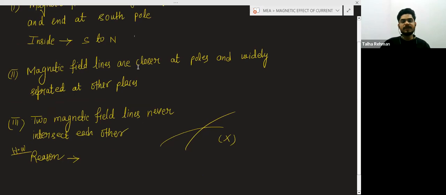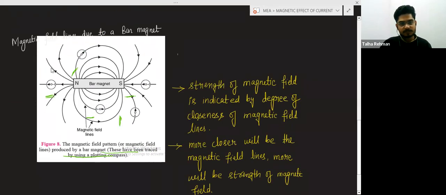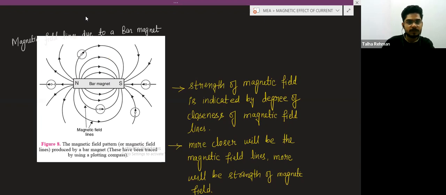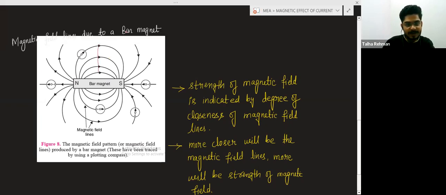Second point is magnetic field lines are closer at poles and widely separated at other places. So you can see here in this picture, here these magnetic field lines, this is the pole, south pole. So here, see two positions. Compare two positions. First position is this. Draw a line like this, and another you can see here. So here, as compared to here, the lines are far apart.